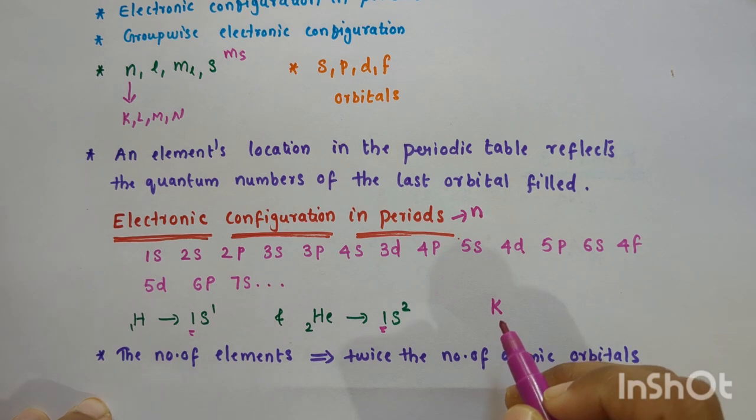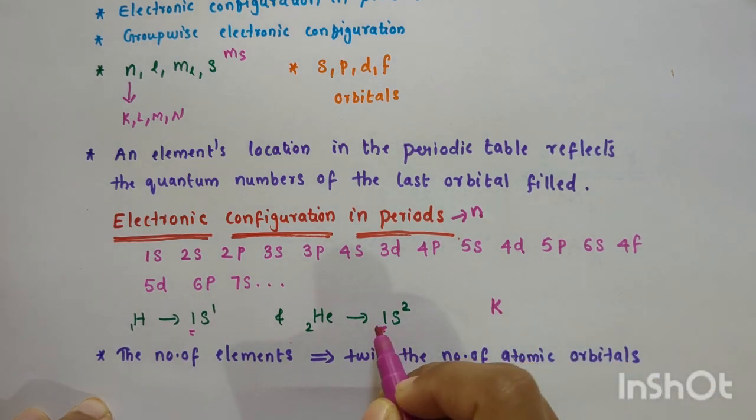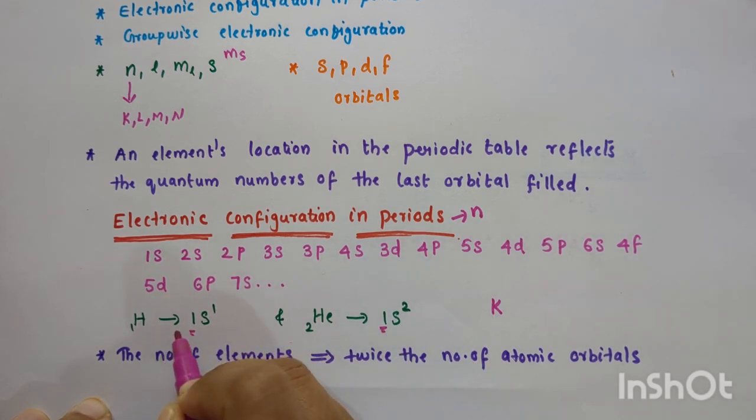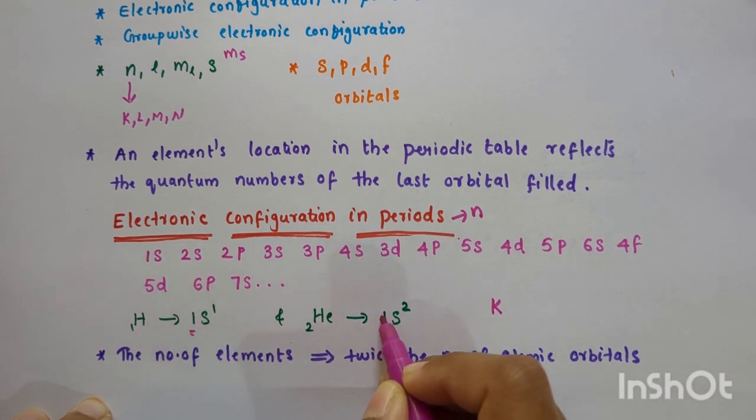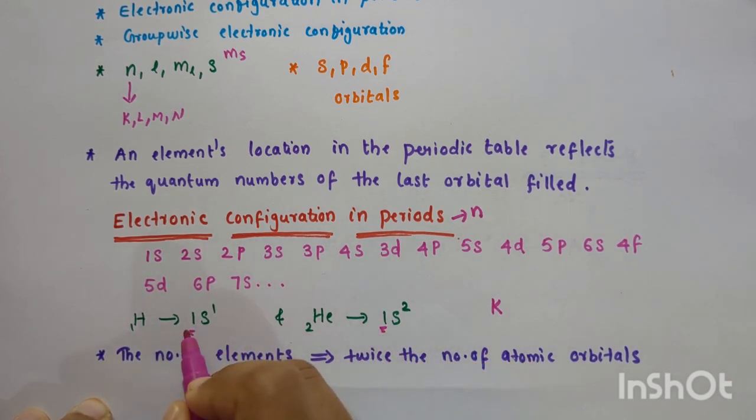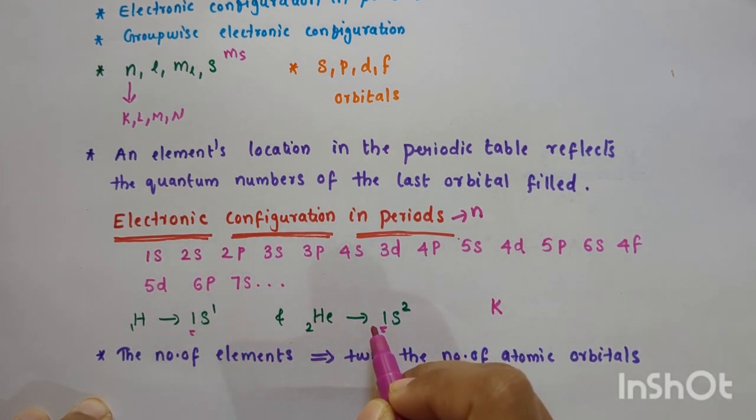Here the highest value of n for the outermost shell is, not 2, it is actually 1. For hydrogen, the highest value of n for the outermost shell is 1. For helium also it is 1. So hydrogen and helium are both first period elements.